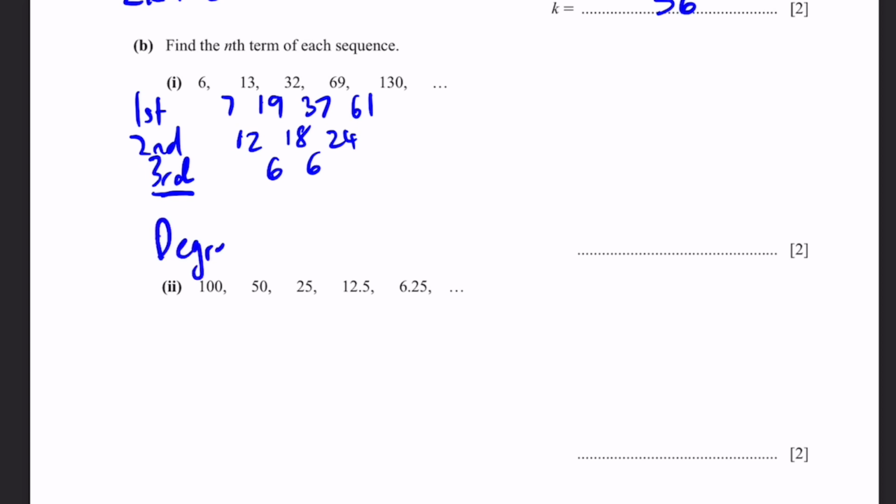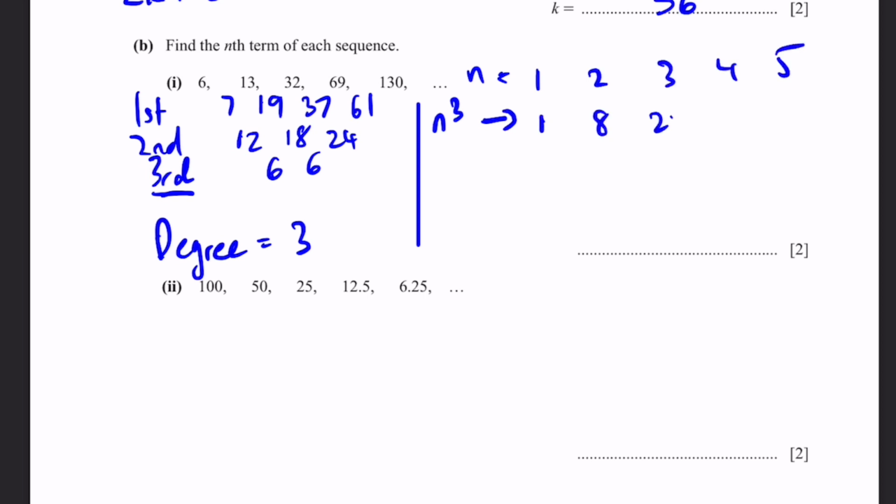Others, right? Degree is equal to 3. So that means the highest exponent is n cubed. So using this information, let's first write the n cubed for n equals 1, and then 2, 3, 4, 5. So that's 1, 8, 27, 64, 125.